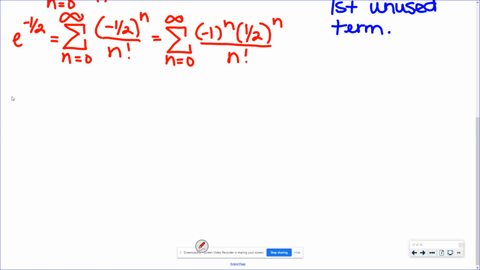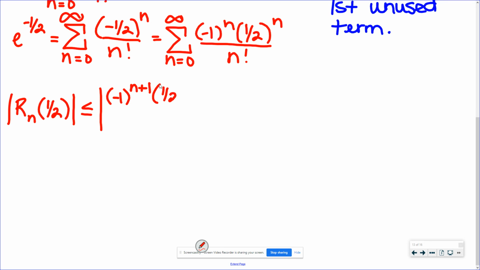Okay, so I'm going to set up my remainder work. So it is the remainder. I don't know how many terms are needed. This is a problem where we are going to be trying to figure that out, how many terms are needed. But I know it's going to be within an error bound of the n+1 term. And I'm using this series here to write this part of it. n plus 1.